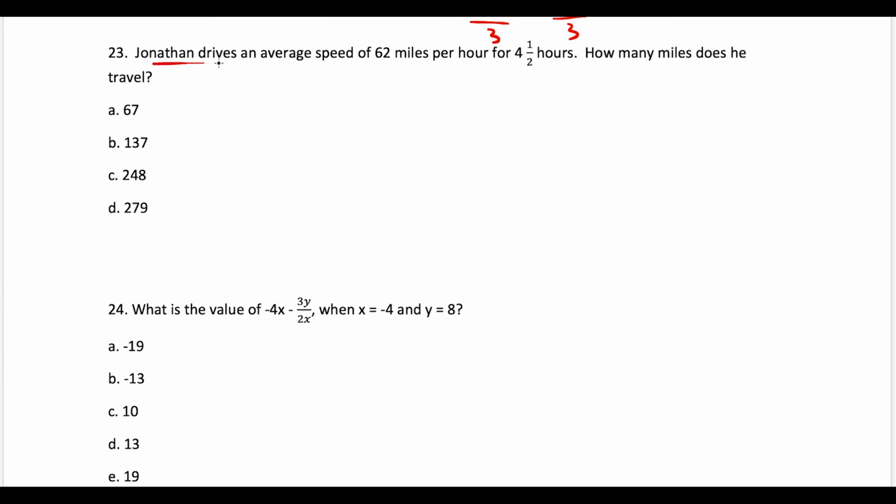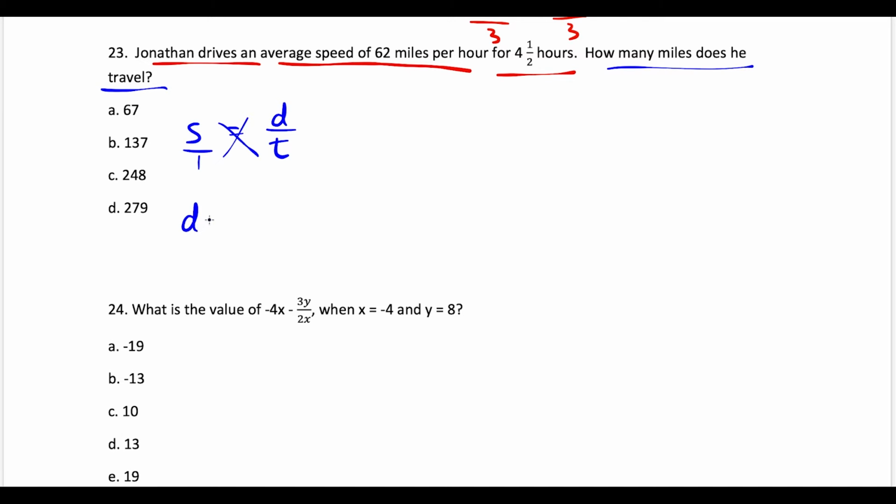Question 23, we have Jonathan drives at an average speed of 62 miles per hour for 4.5 hours. How many miles does Jonathan travel? So for this one here, we have to be skilled with certain formulas and certain units of measurement. So here, just know that the velocity, or in this case, average speed, I'll just call S, is equal to distance over time. And if I call S, let's say S over 1, we could cross multiply, and that tells us D times 1, or D, is equal to S times T.